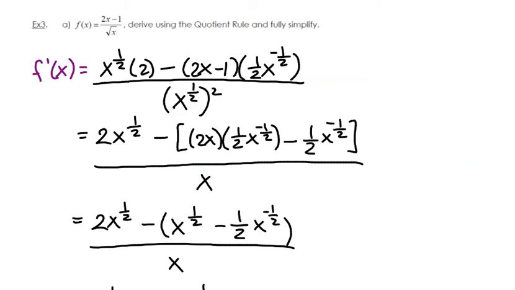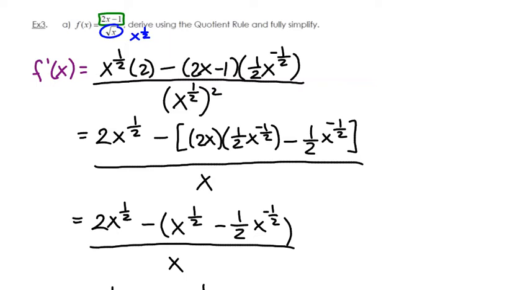Okay, example number 3. So they give you the function. It looks like some sort of quotient. I'm immediately going to start to break it up. Guys, remember that this one is just x to the power of 1/2, right? So I would still keep that in mind. Anytime that I saw a root, I would immediately change it to a rational exponent.